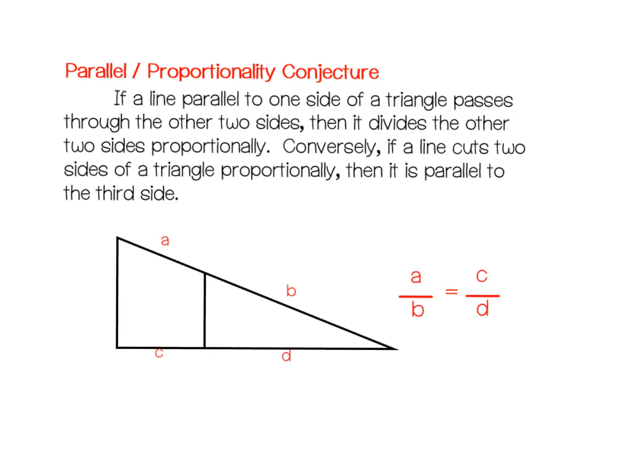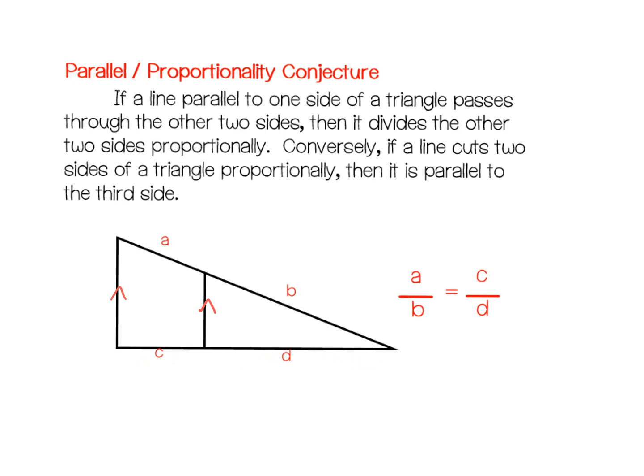It says if a line parallel to one side of a triangle passes through two sides, so if these two lines here are parallel, then it divides the other two sides proportionally. And likewise, if it's proportional, then the lines have to be parallel. So what it's saying is A over B is equivalent to C over D. This portion over this portion is equivalent to this portion over this portion.